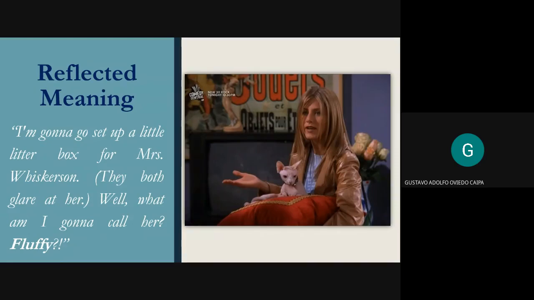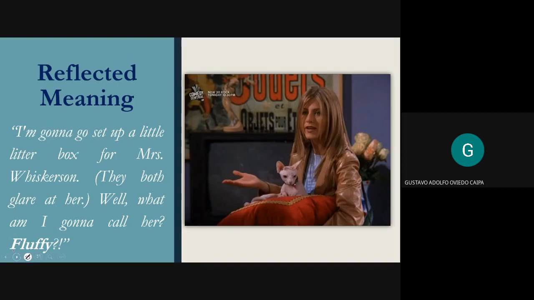All right, the other type of meaning that we can find here will be reflective meaning. And this one, let me read it first, and then I will explain. So she says, I'm gonna go set up a little litter box for Mrs. Whiskerson. So Joey and Ross, they look at her. Well, what am I gonna call her?